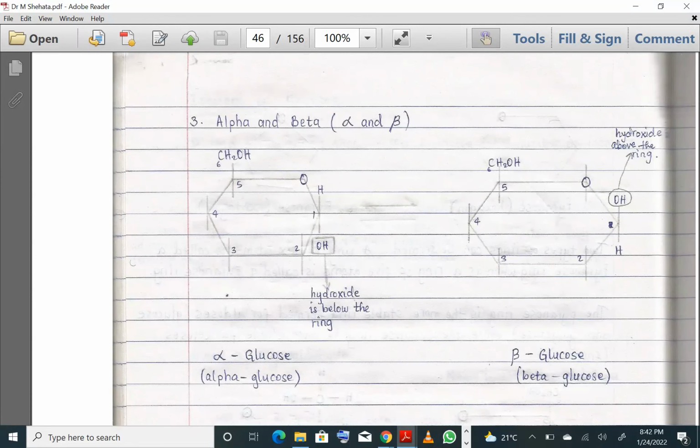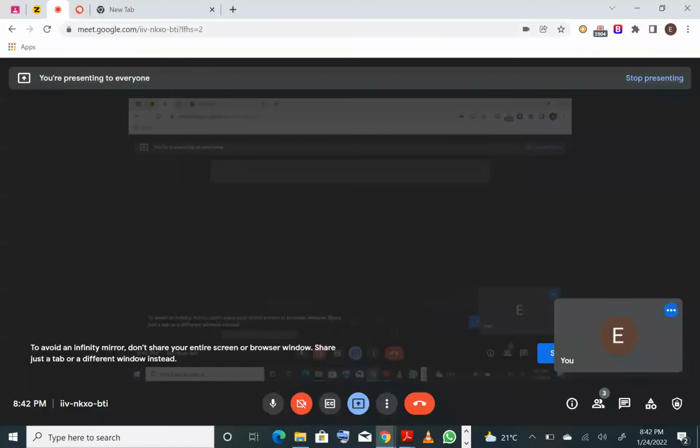You may be wondering, why are they saying below the ring? So you realize when we do organic chemistry, that actually what we are looking at, okay, I just want to check that everyone is in.